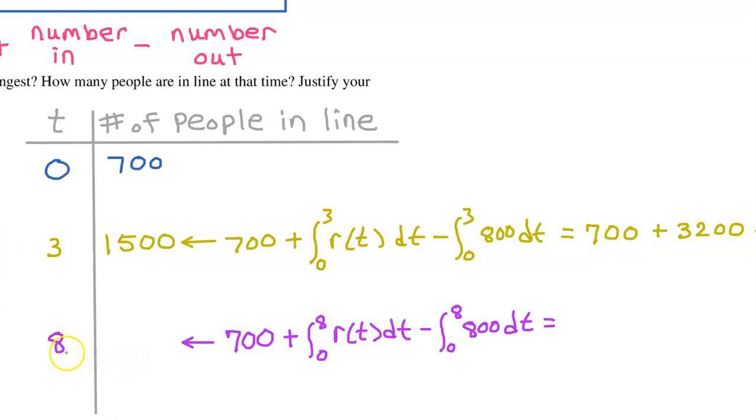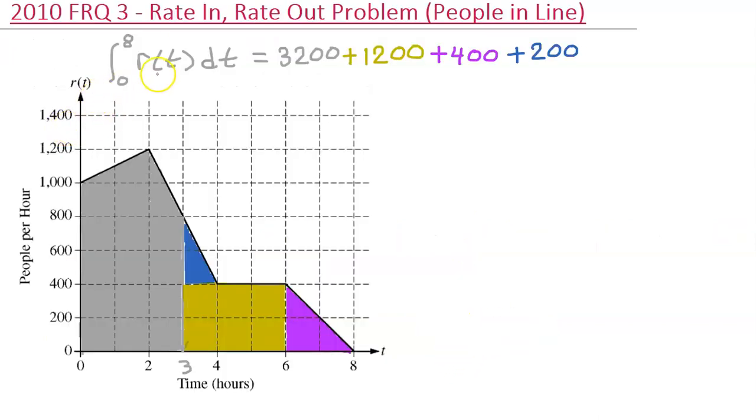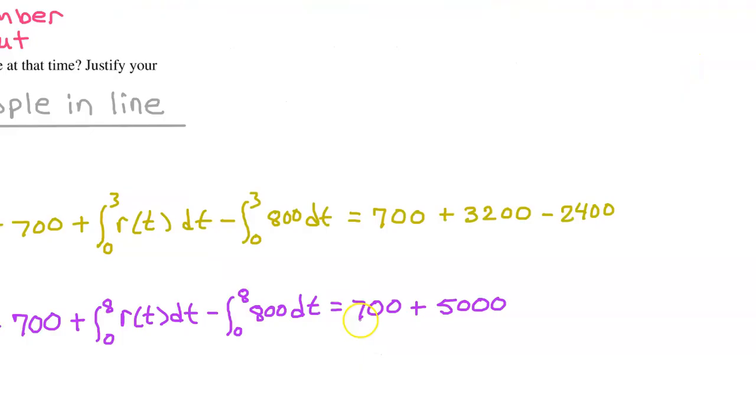Similarly, the number of people in line at hour 8 will be the initial number of people plus the number of people who entered the line from 0 to 8 minus the number of people who left the line from 0 to 8. The integral of r from 0 to 8 will be the area we already found, 3,200, plus these remaining areas, as you see here. This is a total of 5,000 people.